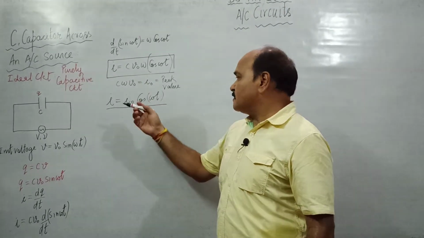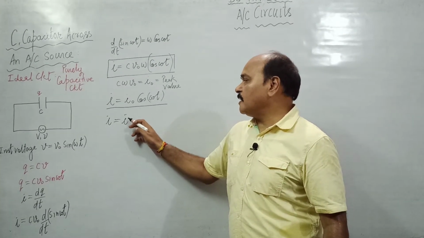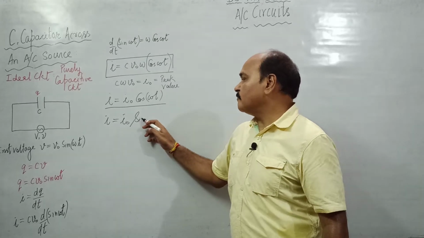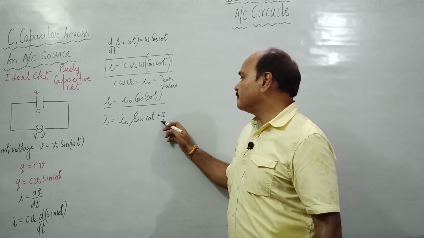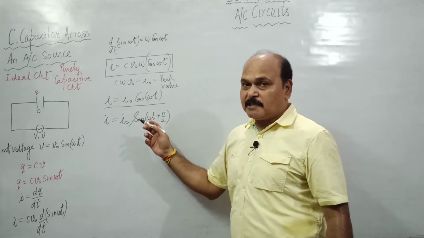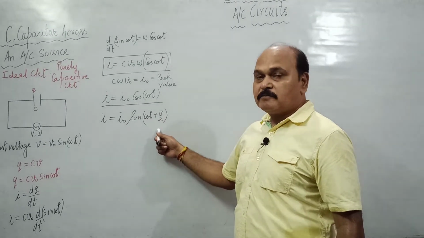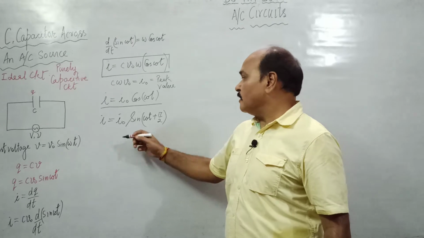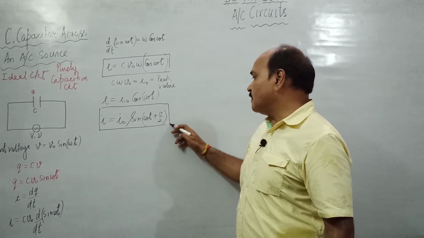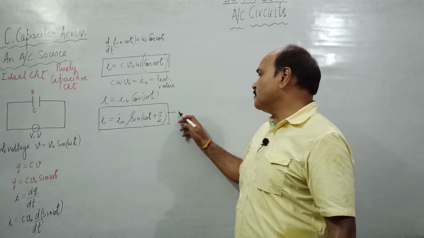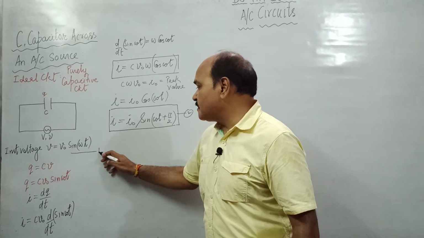This instantaneous value of current can be written as I equals I naught sine of omega t plus pi by 2. We know sine of 90 plus theta is cos theta, so we have written it as sine of omega t plus pi by 2. Why do we write it in sine function? We convert this current into a sine function simply because we want to compare the phase of the current and the voltage.